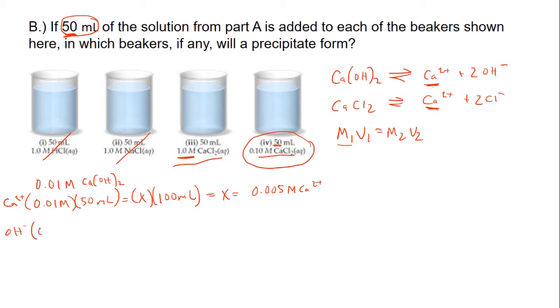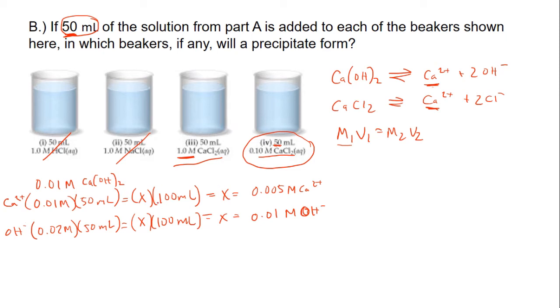And from this 0.01 molar solution of calcium hydroxide, we're going to get twice as much hydroxide because we formed 2 of those, so 0.02 molar, and we're going to take 50 milliliters of that and mix it with another 50 milliliters of this other solution to get 100 milliliters total. And what's the concentration of hydroxide in that solution? It's going to be twice as much, 0.01 molar hydroxide. So that's from the previous question.